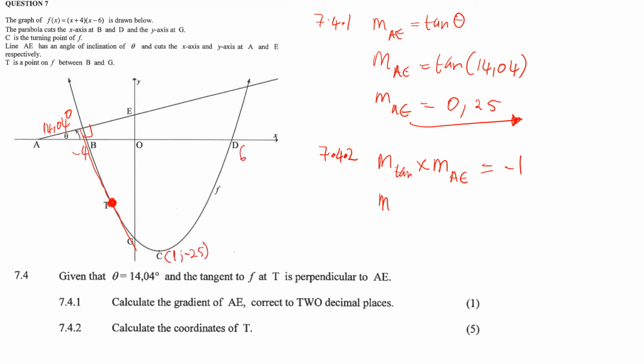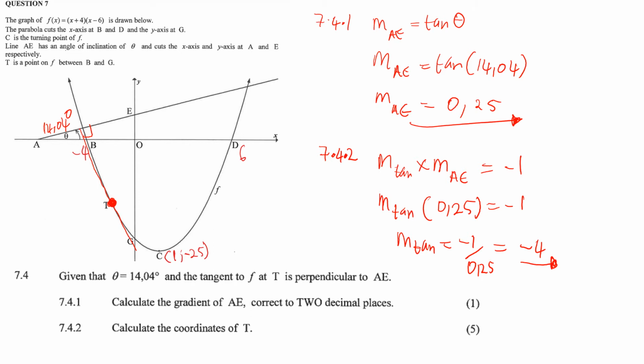All right, so we can go and determine the gradient of the tangent. What is our gradient of AE? We calculated it in the previous question, which is 0.25, and the product is equal to -1. So gradient of tangent is equal to -1 over 0.25. Okay, so -1 divided by 0.25 is going to give us -4. So this is our gradient of the tangent at point T.